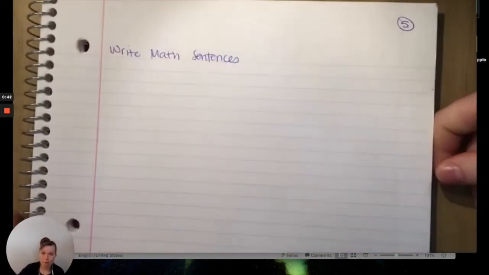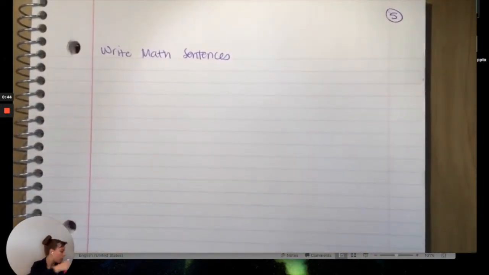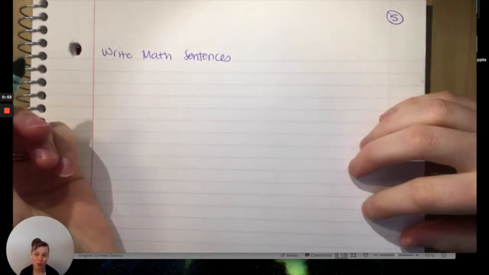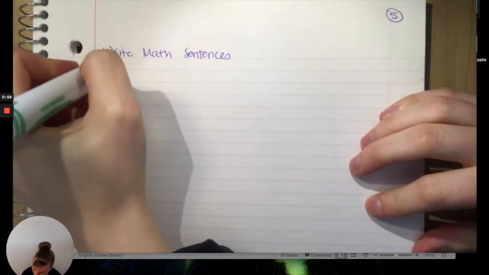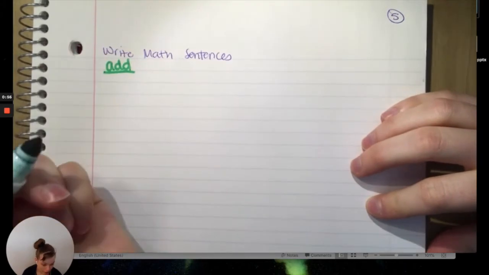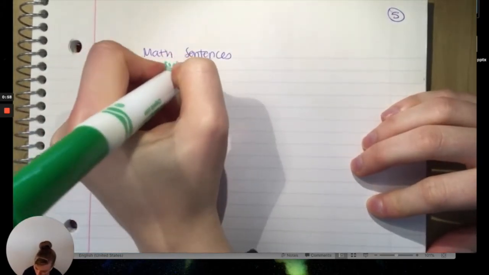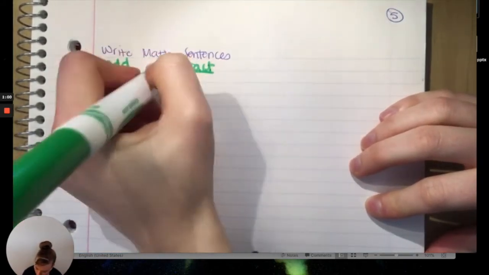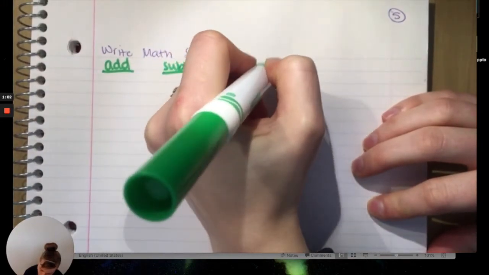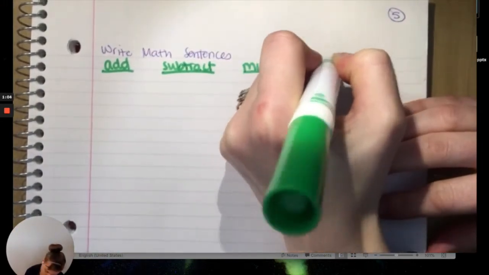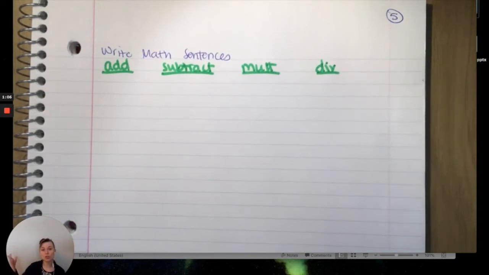So writing math sentences, and I forgot to change out my markers. There we go. So we have 4 words that we like to use in our math sentences. We have 4 operations. We have addition. We have subtraction. We have multiplication and division. And you can always use a shorthand to abbreviate for these.